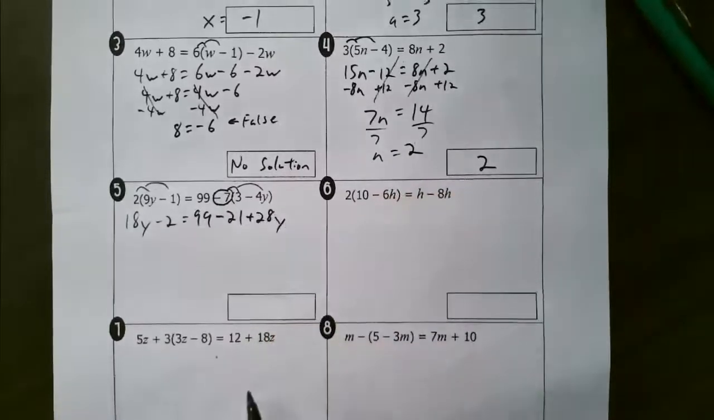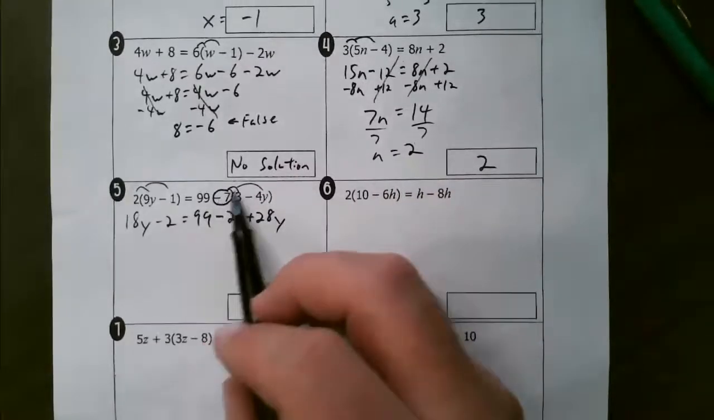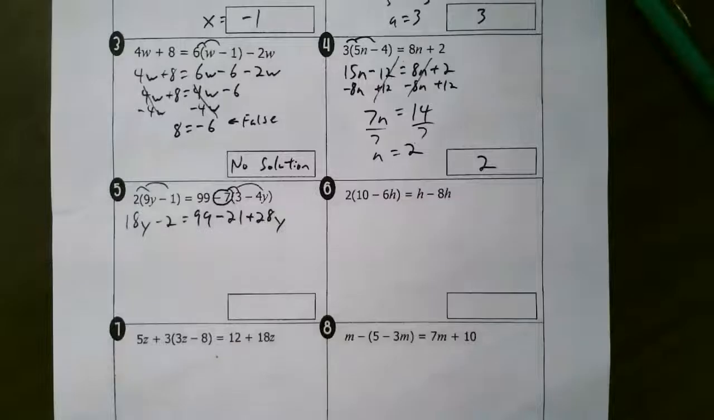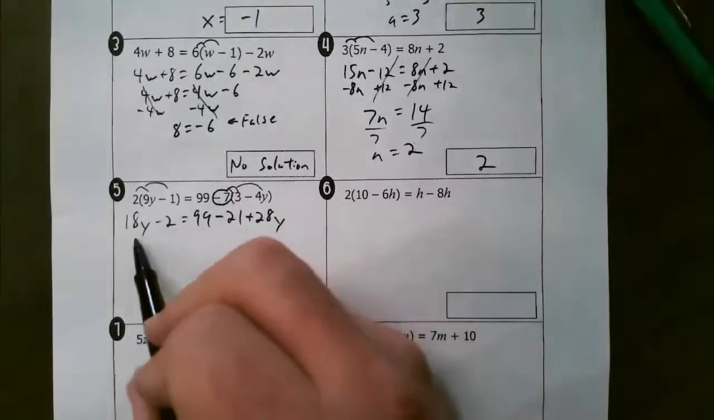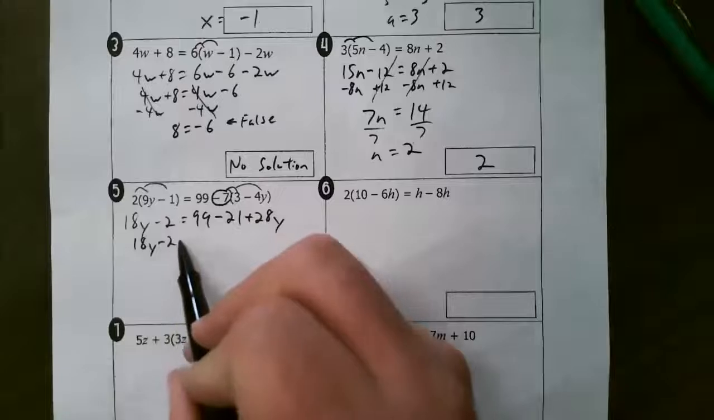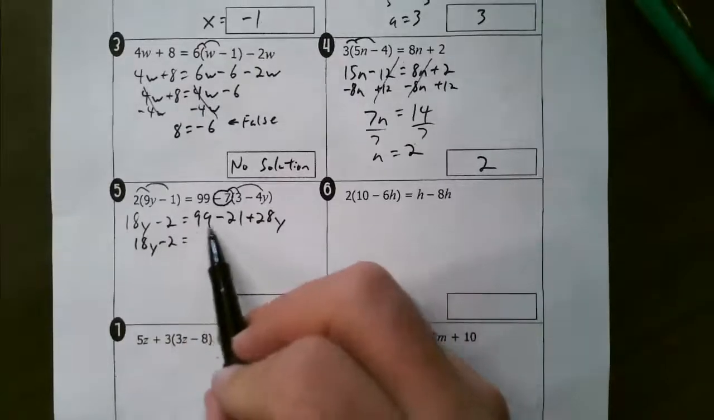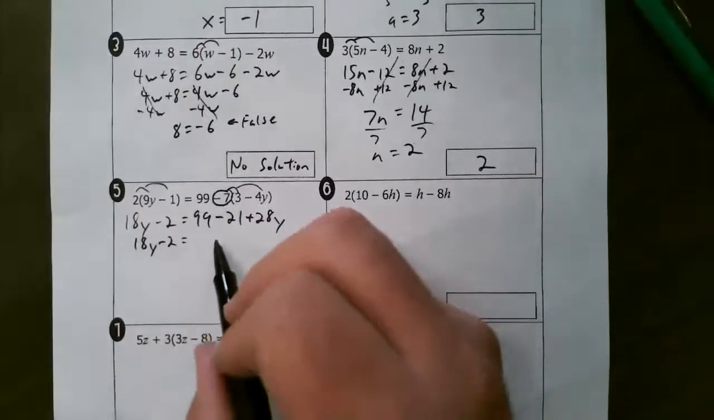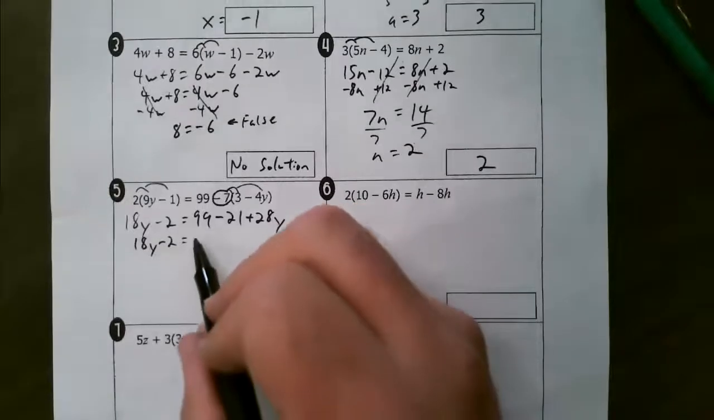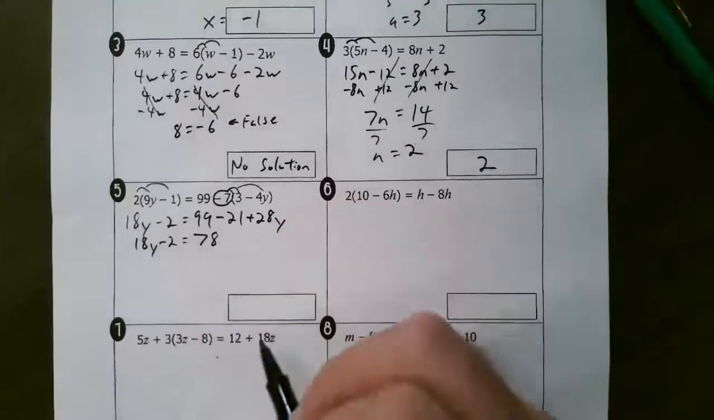+28y. And the most common mistake here is to not distribute the negative. So be careful, that should become positive. Now we want to combine like terms. Well, currently we do have like terms on the right side of the equation, the 99 and the -21. So if we combine those, that's going to leave us with 78.